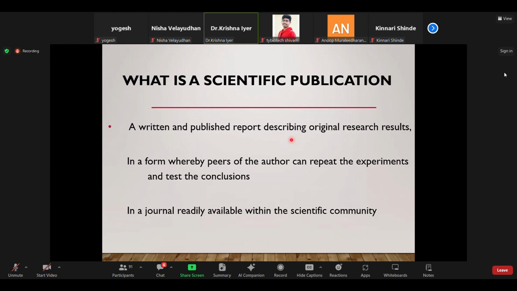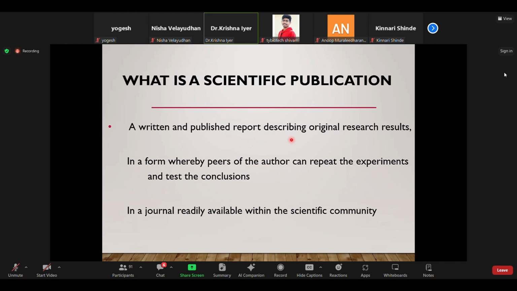Okay, a scientific publication, as you have realized, is a written or published report, many times describing your original research. But the more important thing is, whatever you do, it has to be in a form where other people who are experts in your area or domain are able to repeat whatever experiments you have done and also test the conclusions, so that there is some validation of what you have actually done.